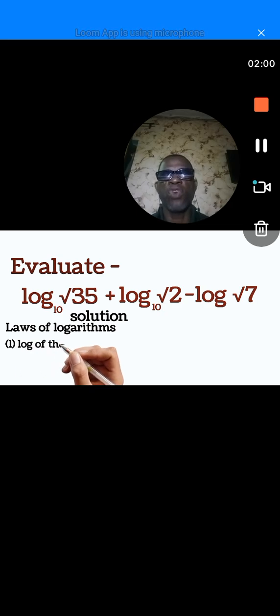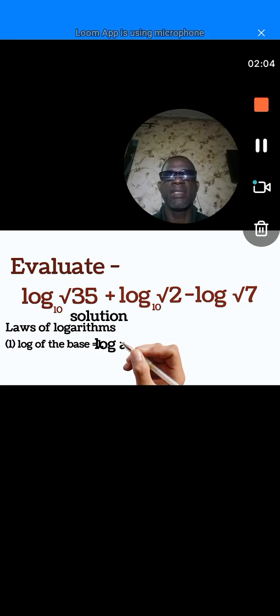The first identity of logarithms is that the log of the base is equal to 1. That is the law of logarithm. That is, log a base a is equal to 1. That is the first identity. And this question flows towards that identity.